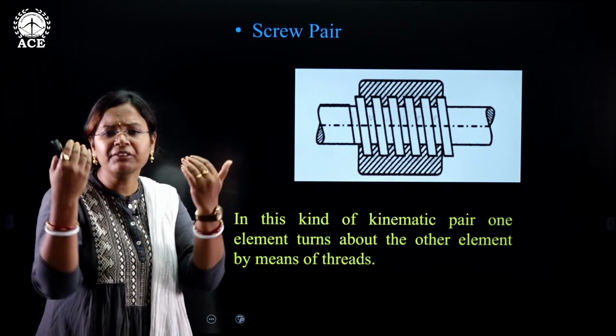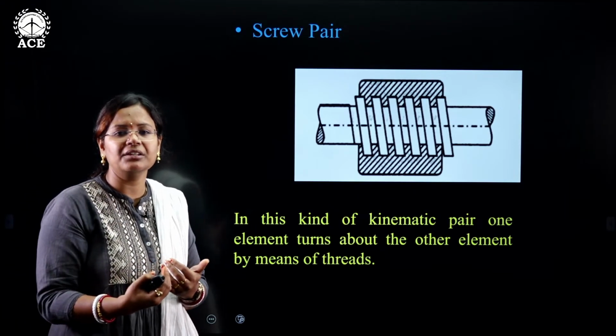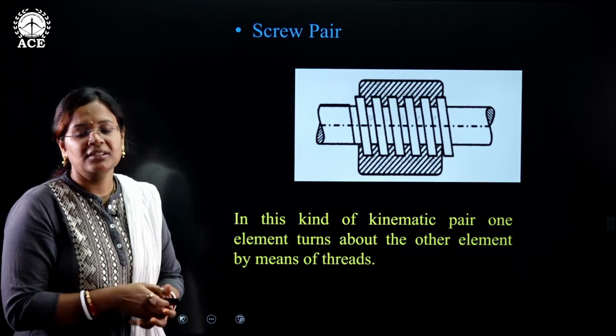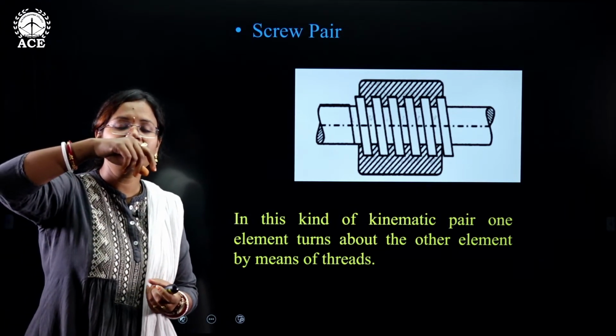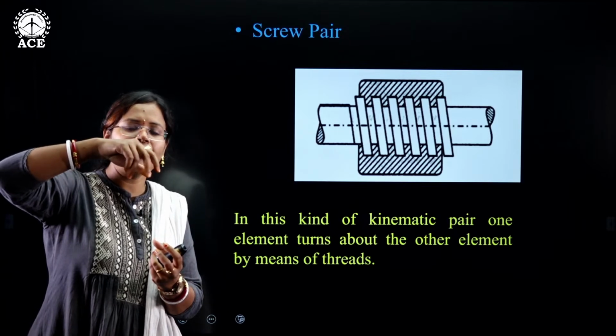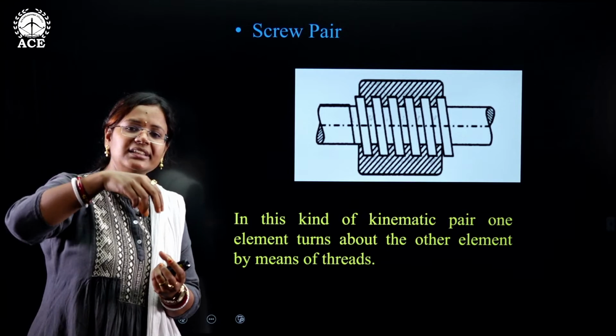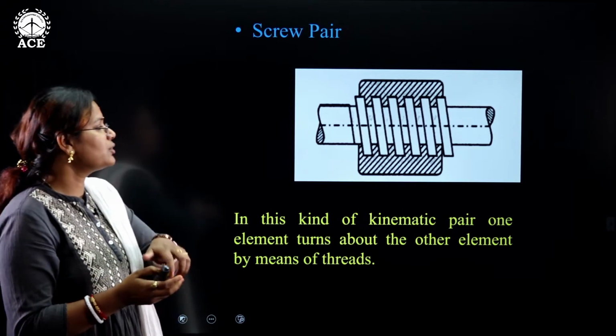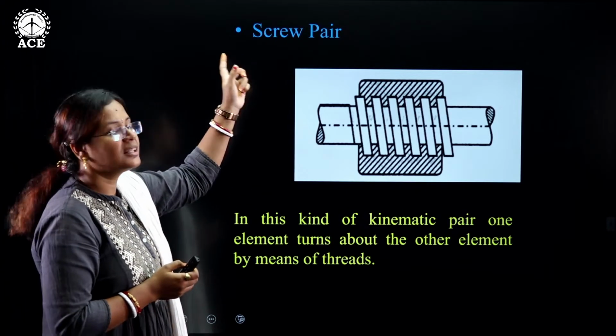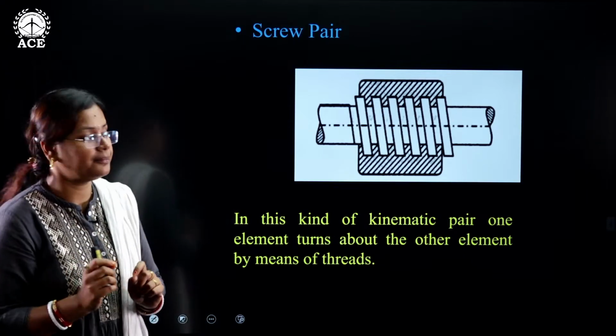An even simpler example, let us take a bottle. The bottle neck has a threading. You turn the cap of the bottle round and round, but the cap goes in a linear direction. So that kind of threading, if you see anywhere, is a screw pair.